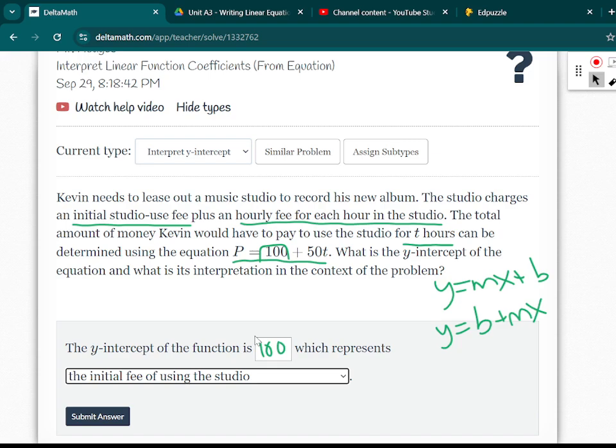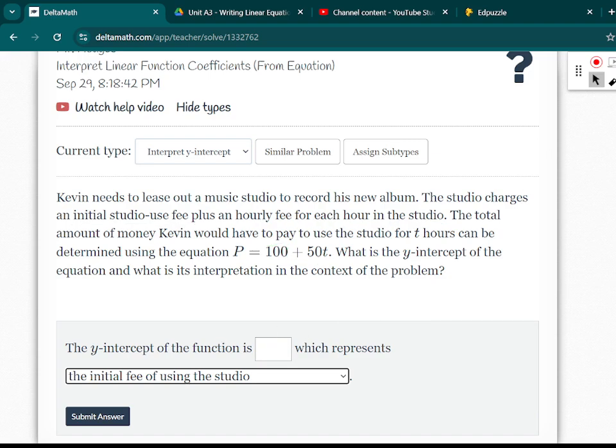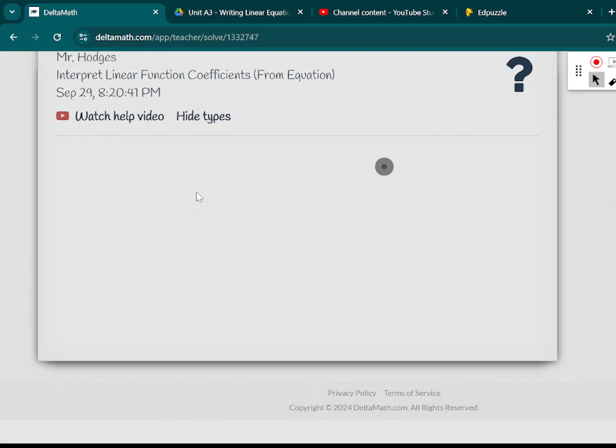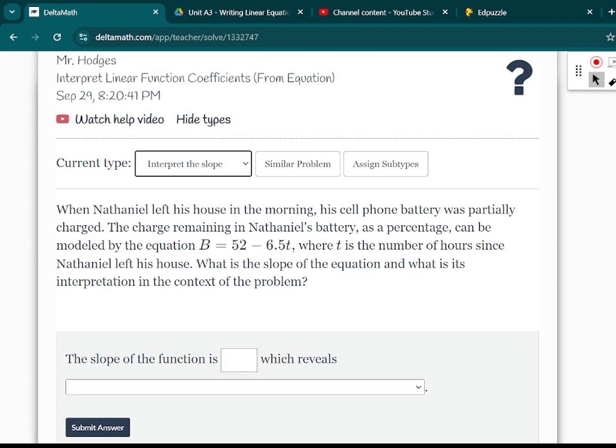The initial fee of using the studio, that could be because it's not affected by anything else, but let's just double check our last one. And the additional price per hour of using the studio. Now again, that has the key words per hour. That's our slope. That's attached to the variable being hours. So our only applicable option here is the initial fee of using the studio. What if we change gears and move to interpreting the slope?